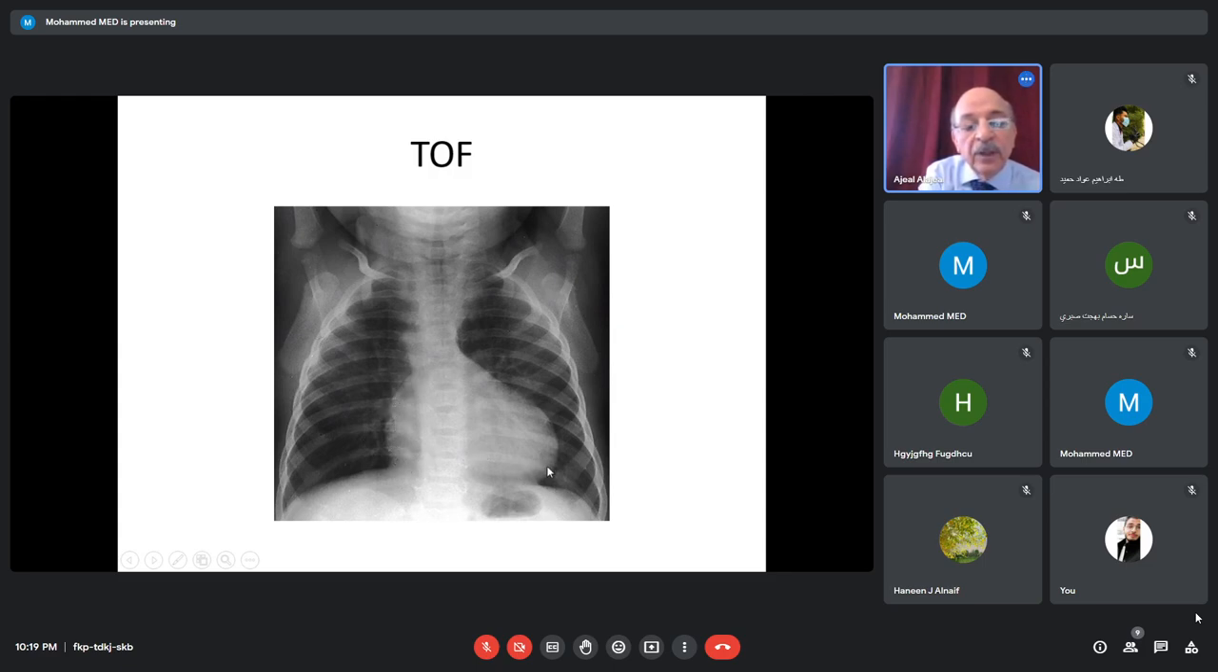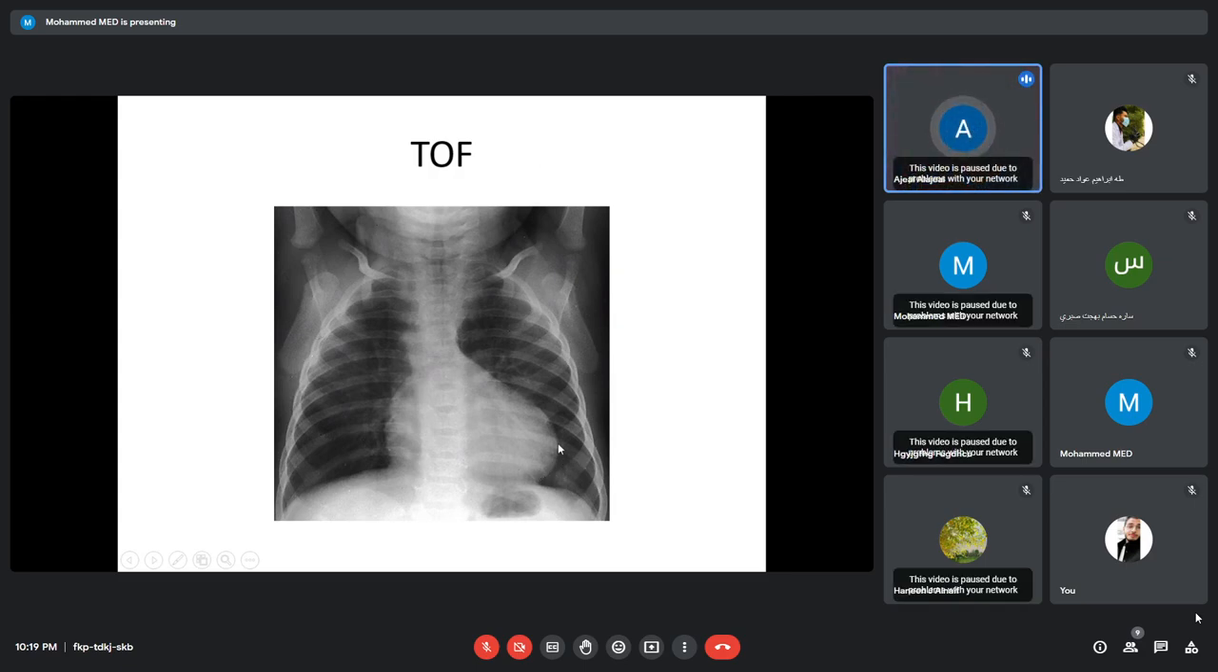Go to the left side, please. The heart border is lifted away. If you remember, in left ventricular enlargement, the heart will overlap the diaphragm. Here, it's lifted away from the diaphragm. I beg your pardon. In left ventricular enlargement, the heart overlaps the diaphragm, but in right ventricular enlargement, the heart border is lifted away, as it is here, from the diaphragm. Next slide, please.